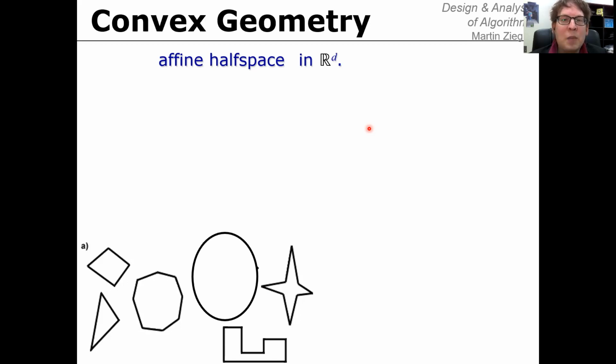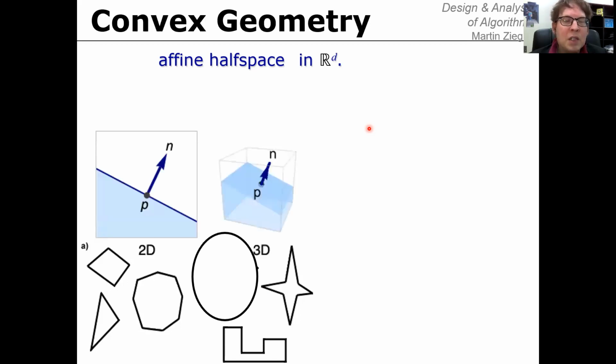So here are two examples in two dimensions and in three dimensions. An affine half space is everything here, so it's infinitely large. And in three dimensions, an affine half space is everything here below this point, below meaning in this direction. And here you see it's only a cube cut out, but again, a half space in three dimensions is infinite in three of the four directions.